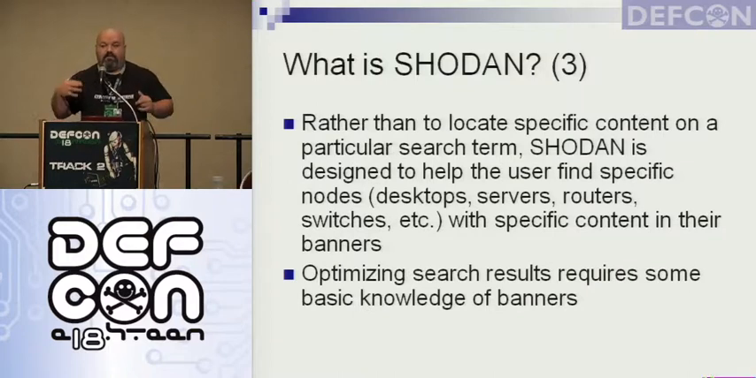So instead of looking for specific content on a page, we're looking for specific information about the page. So is it a desktop, is it a server, a router, a switch, or a printer, or some other sort of device? We can find that out by looking at the content in the banner. Typically these are on port 80, but they could be banners on port 21 or 22 or 23 or some others that we'll talk about. Optimizing search results for SHODAN is helpful if we have some knowledge of what a banner looks like, so we'll talk a little bit about that as well.